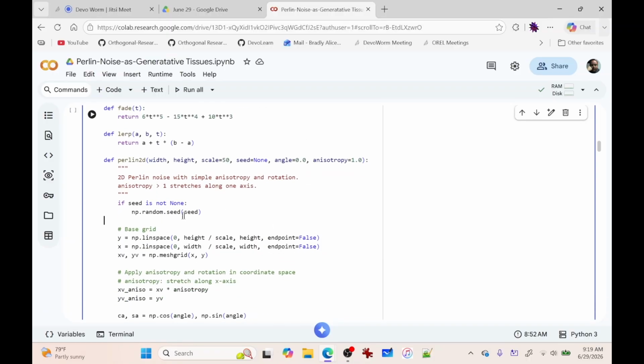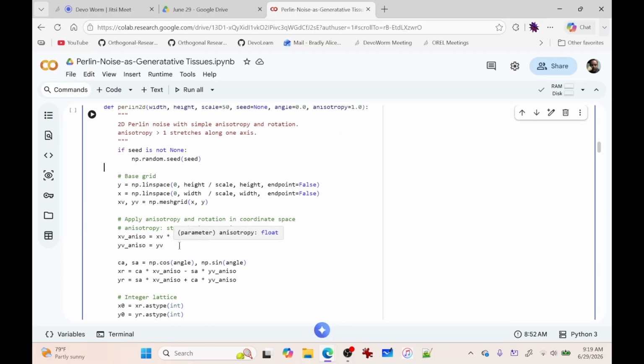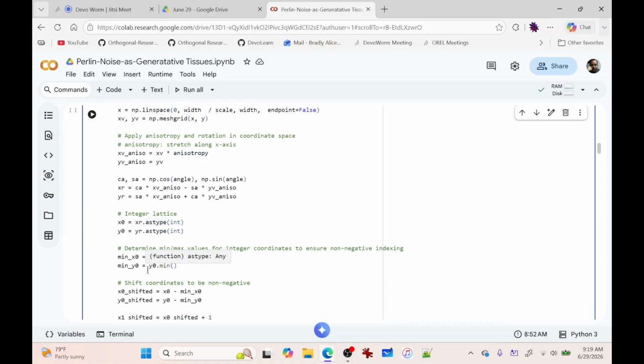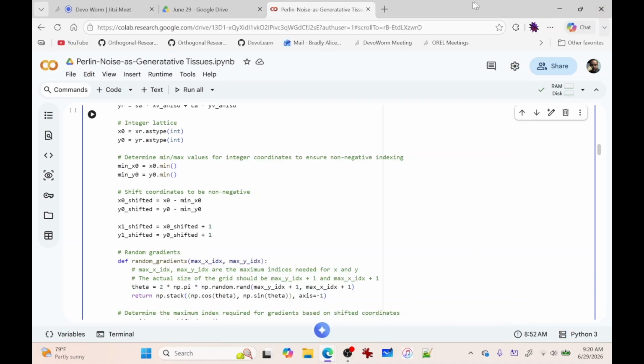Our angle is 0.0. So then we go through this. We have our base grid. We apply anisotropy and rotation in coordinate space. We have our integer lattice. Then we determine min-max values for integers to ensure non-negative indexing, just because we're iterating through this and we don't want to end up with something that isn't within the bounds.